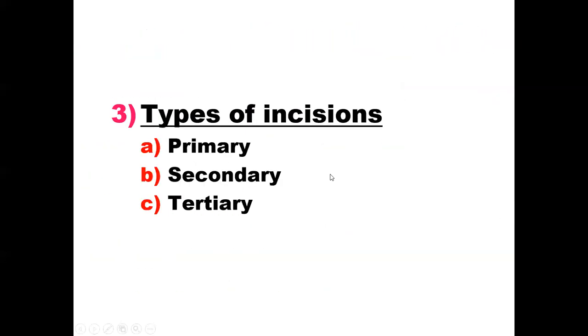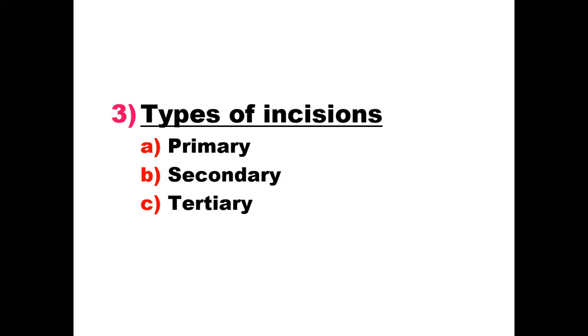Now comes the type of incision. How will you dissect the dead body? What type of incision is given on the dead body? There are three types of incision given on a dead body. When you are cutting the dead body, the incisions are classified as primary incision, secondary incision, and tertiary incision. Now, primary incision is when we take the incision with a surgical scalpel, cutting the skin. So primary incision is always used for cutting only the skin.